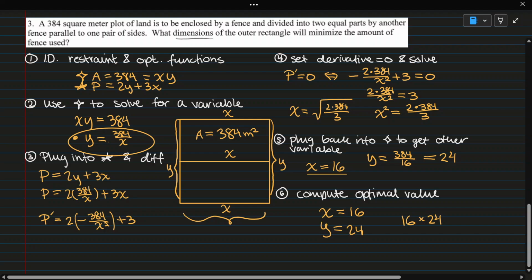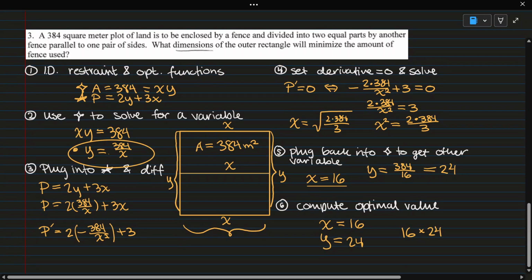And that is all the examples I have for you. And that's optimization.